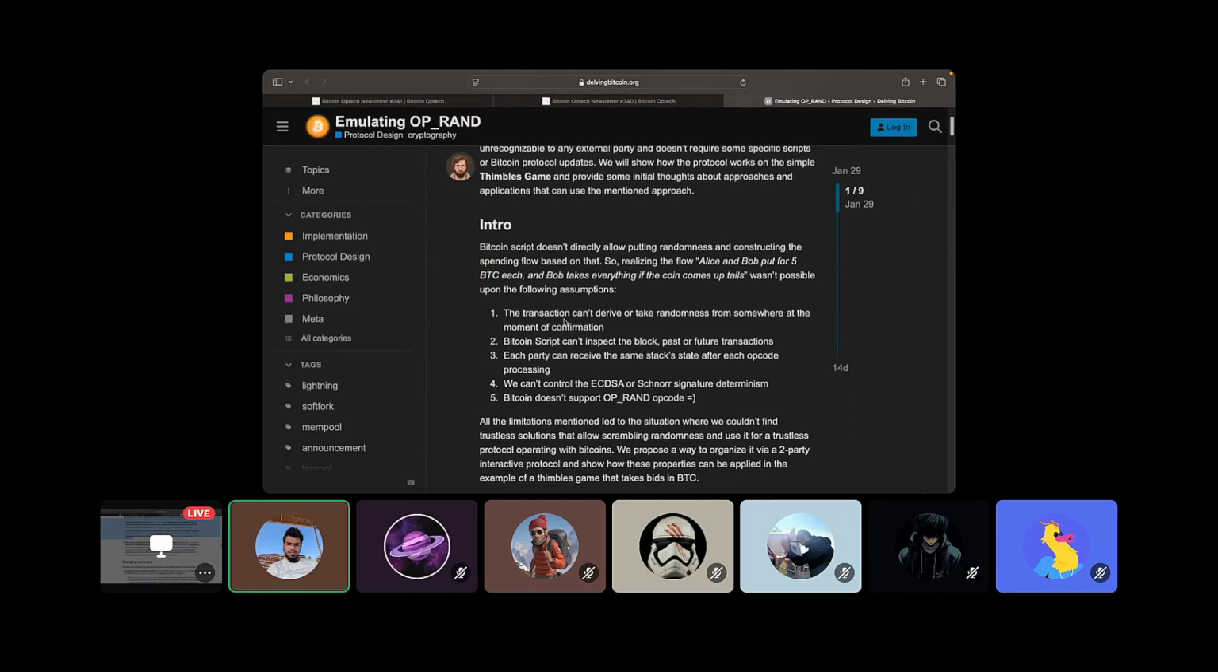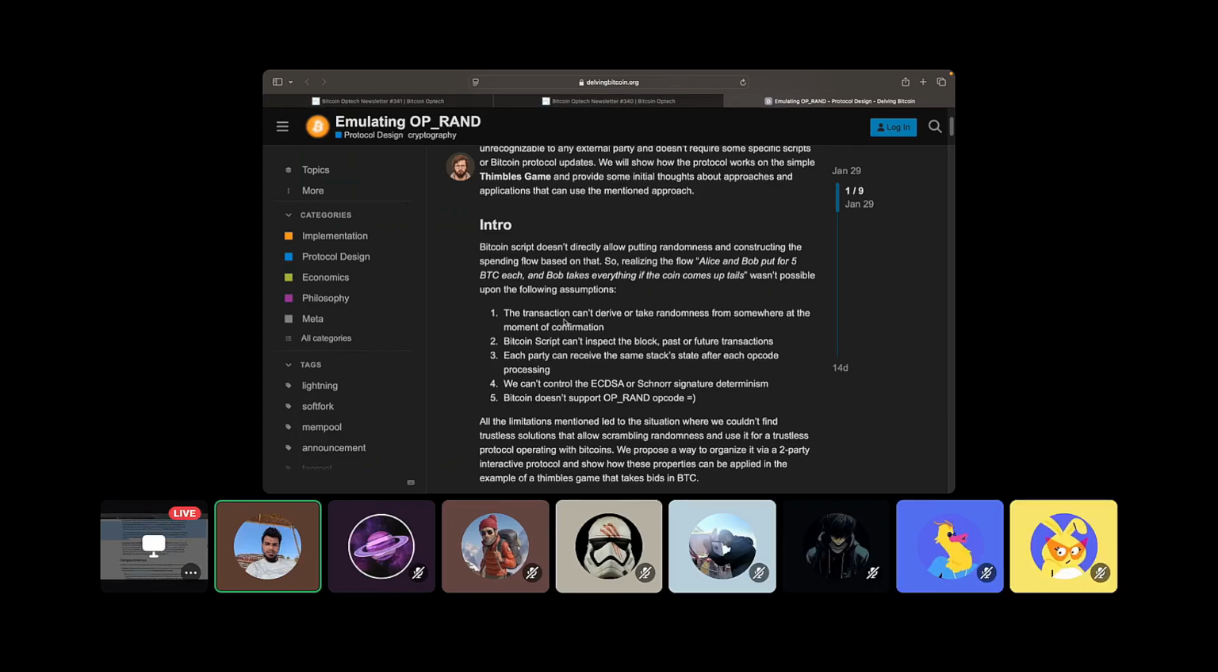So, all right, fine. What the proposal is: Bitcoin script doesn't directly allow putting randomness in constructing the spending flow, right? Bitcoin scripts are deterministic. You have to provide them all the information beforehand, and they're only aware of the information on their execution stack. They do not have access to external data, right? So realizing the flow where Alice and Bob put 5 BTC each, and Bob takes everything if the coin comes up tails, wasn't possible upon the following assumptions, right?